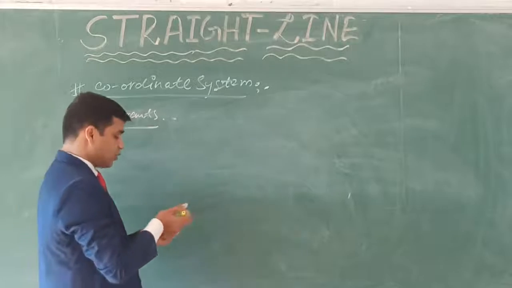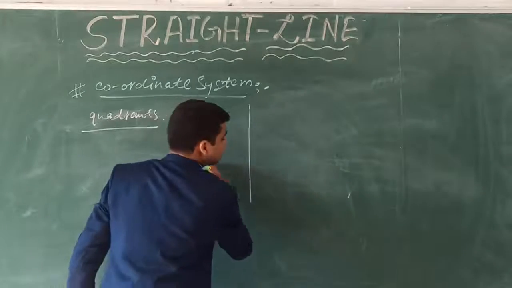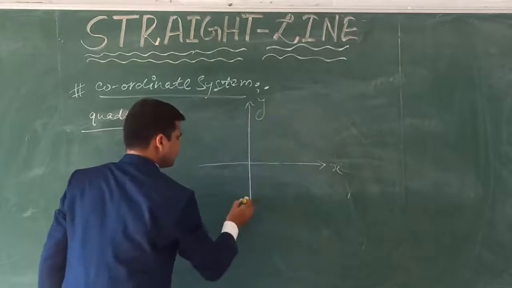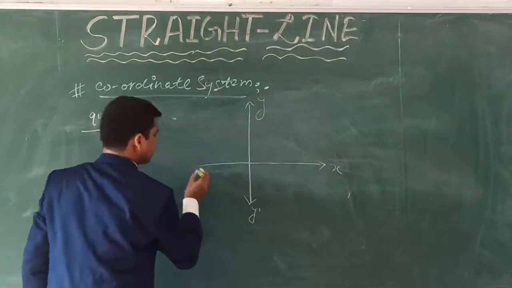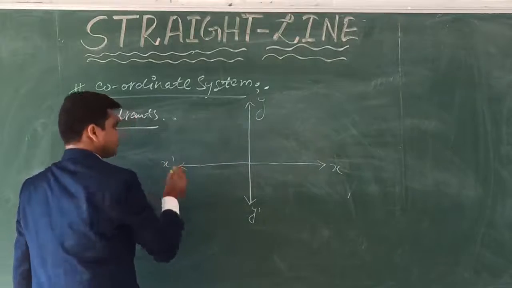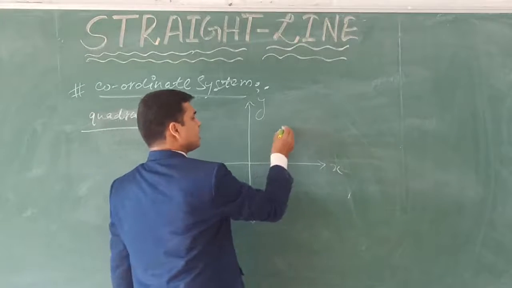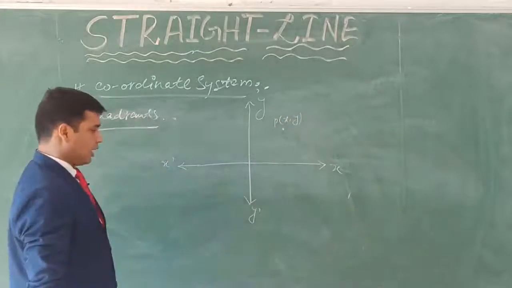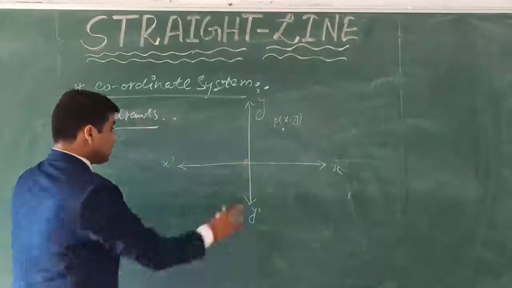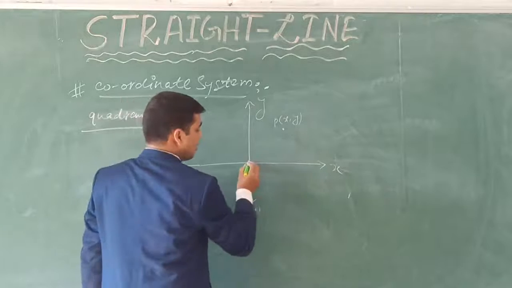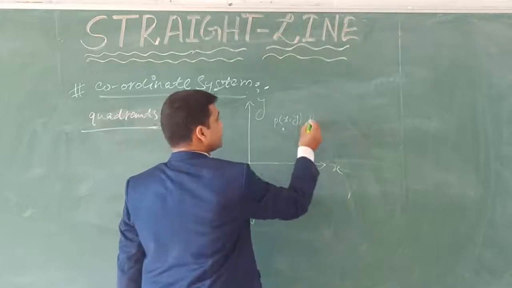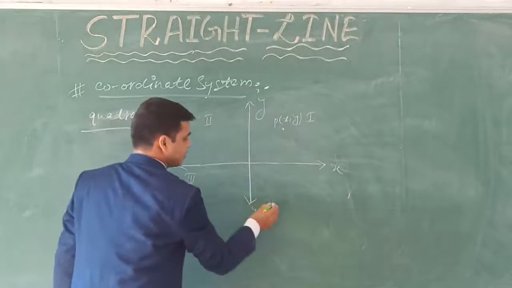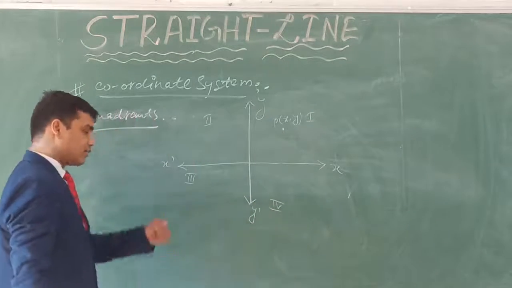See this here, now I am going to explain. This one is the x-axis, this is the y-axis, this one is the negative y-axis, and this one is the negative x-axis. Now suppose here I am going to consider a point P, the coordinate of this point is (x, y). Now see this here. In this, if you observe, this is the first quadrant, this is the second quadrant, this is the third quadrant, and this is the fourth quadrant.